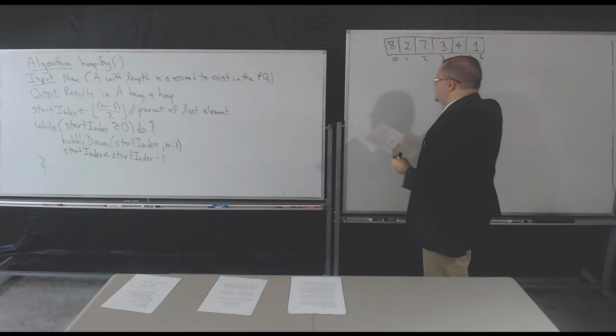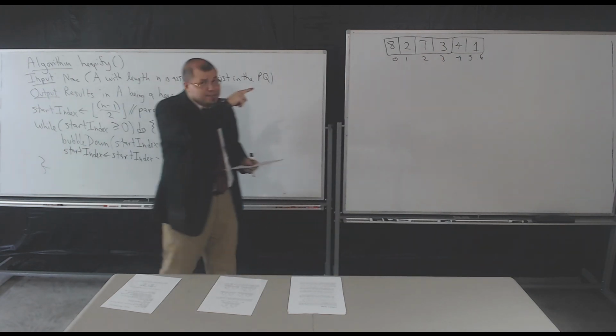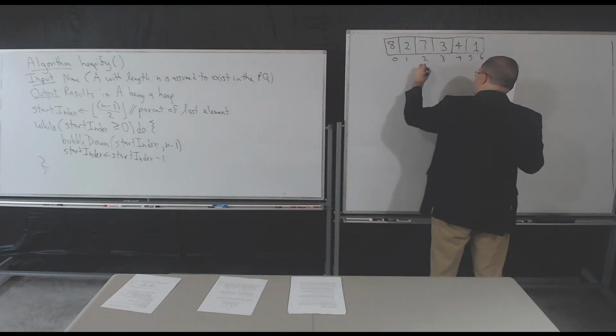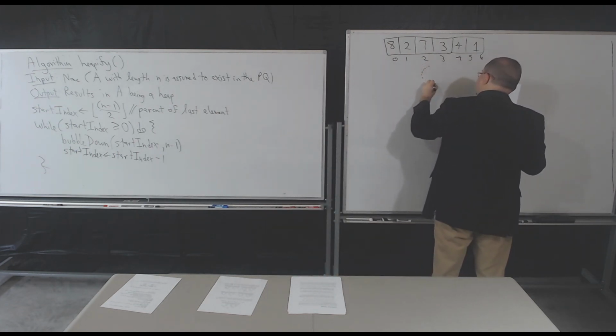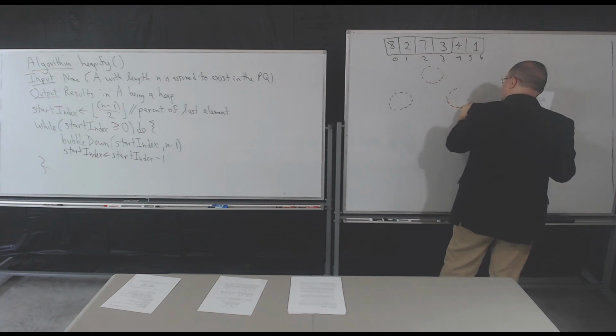Okay, so this is my array that I'm being given. And my job is to turn this into a heap. So remember, this actually has a representation. Now, just to make it a little easier to visualize, I'm just going to imagine there are these phantom nodes that I don't really know what they do quite yet.